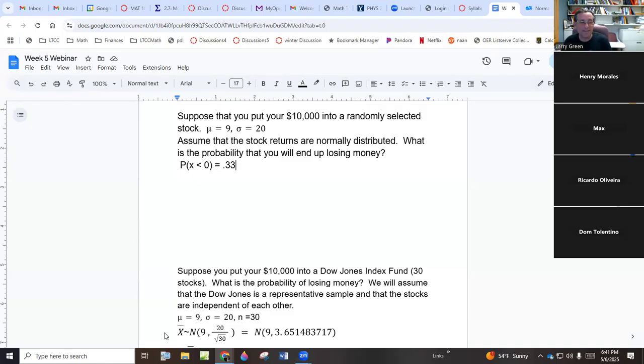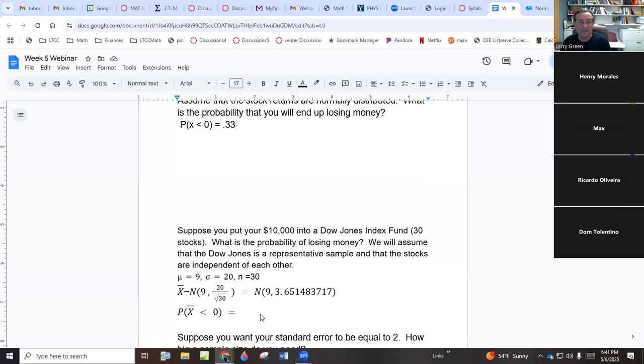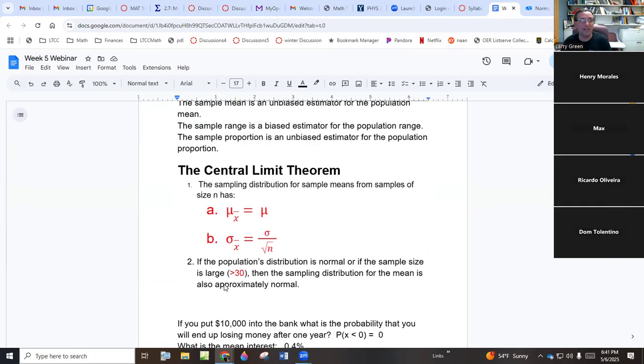So now we can take this and look at this. We have a mu of 9, a sigma of 20, n is 30. Does that make sense? So now what we can do is use the central limit theorem. Because now we're looking at 30 stocks, not one stock, we're looking at the average of 30 randomly selected stocks. And that is going to have a mu sub x bar equals mu.